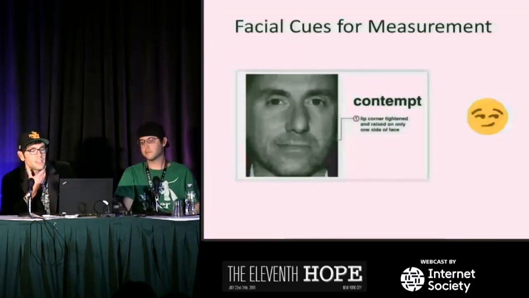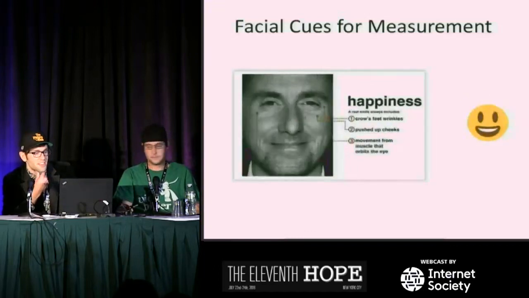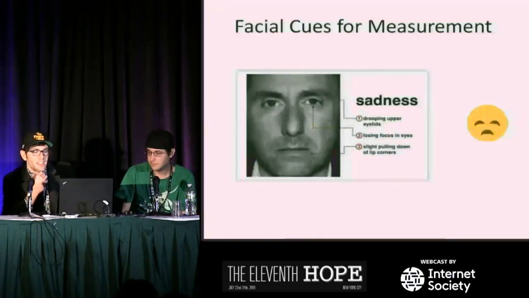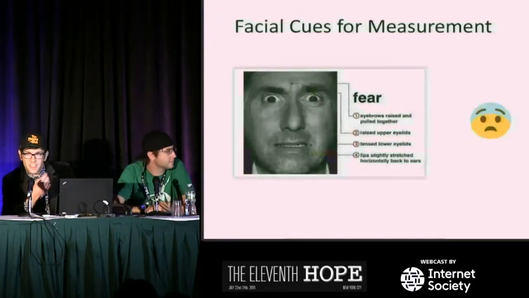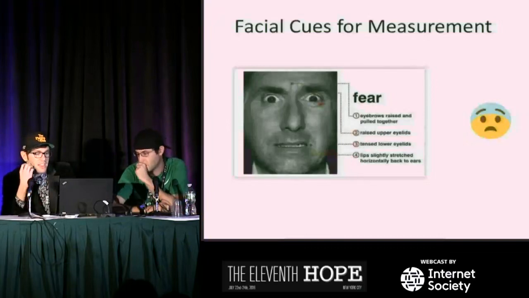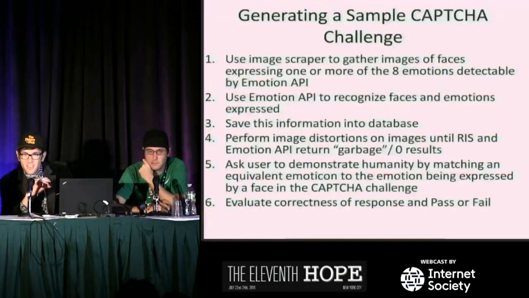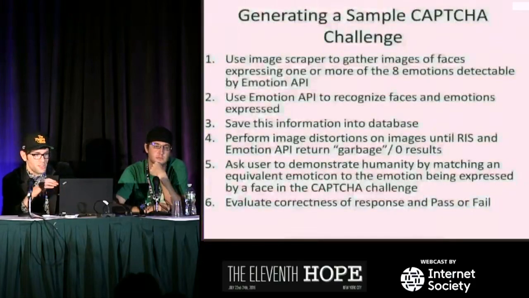We'll go through these pretty quick. Contempt, corner lip. Surprise, eyebrows raised, mouth open. Happiness, crow's feet, pushed up cheeks, lips pointing up. Sadness, drooping upper eyelids, loss in focus, frowning mouth pointing down. Fear, eyebrows up, raised upper eyelids, lips parted. Disgust, nose wrinkled, upper lip pulled up. So what those are is 8 universal emotions. Those emotions are conveyed across cultures. Any human can ostensibly recognize those 8 emotions.